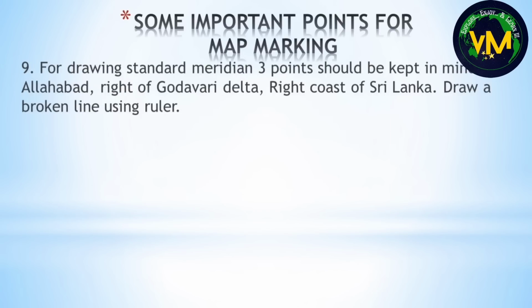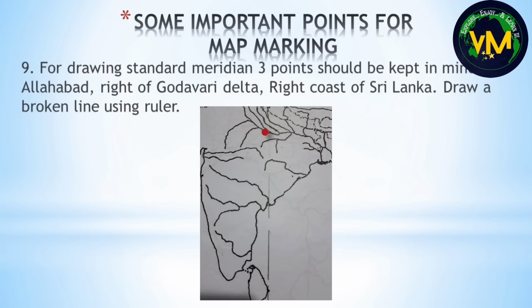And when you draw the standard meridian, 3 points should be kept in mind. First point, Allahabad. Second point, Godavari Delta. And the third point, the right coast of Sri Lanka. So after keeping these 3 points, draw a broken line using a ruler.